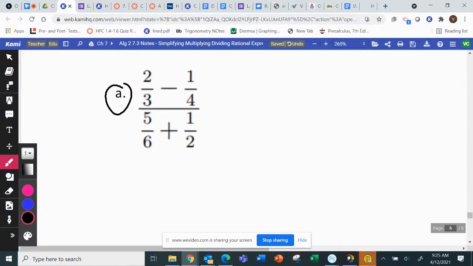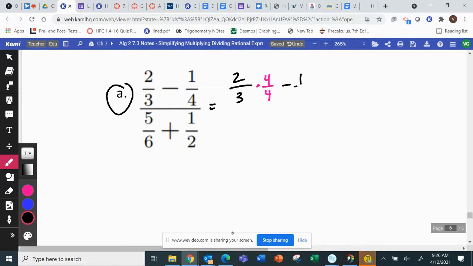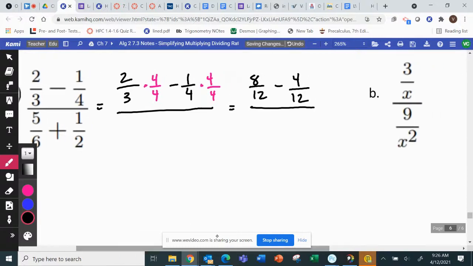So in question A, we do not have a single fraction on top. So I need a common denominator for 3 and 4. What's the common denominator for 3 and 4? You should already know from previous courses. 12. So we're going to multiply 2/3 times 4 over 4, minus 1/4 times 4 over 4. So that will give me 8/12 minus 4/12, which will give me 4/12.